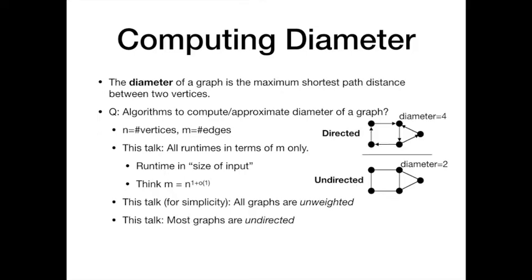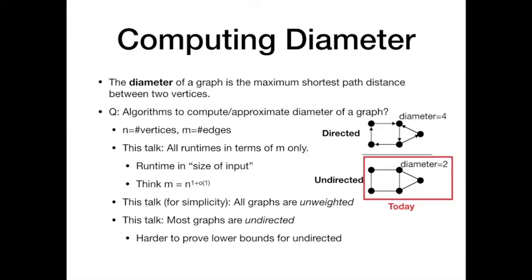Today, a distinction that's a little more significant is that by default, we assume all graphs are undirected. All undirected graphs can be made directed by replacing every edge with two directed edges. So computing diameter in directed graphs is a more general problem. It's harder to find algorithms, easier to prove lower bounds. So for undirected graphs, it's harder to prove lower bounds, and that's what we're going to do today. We're going to prove lower bounds in the harder setting.